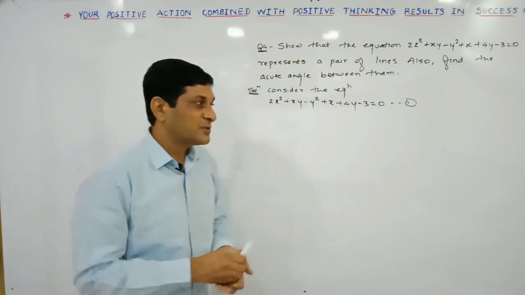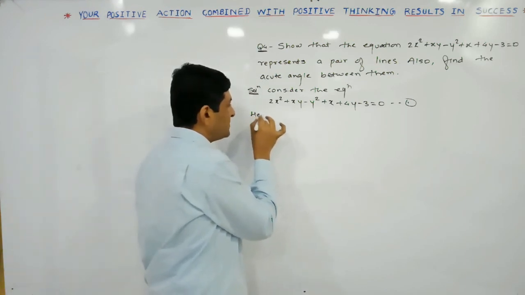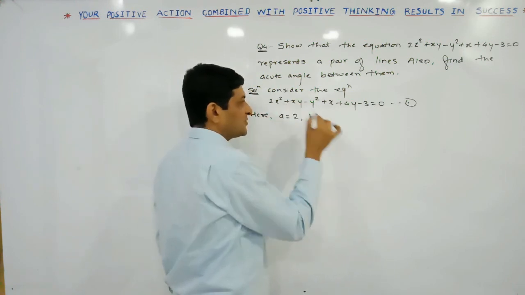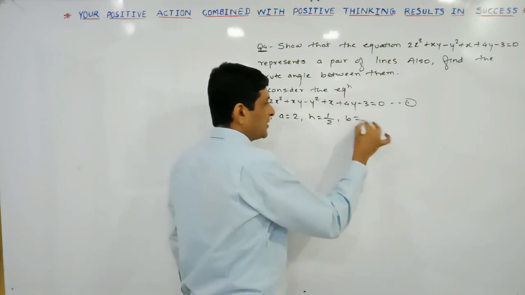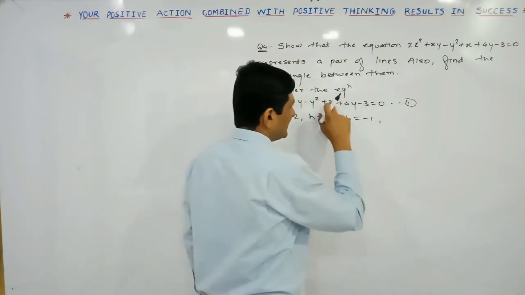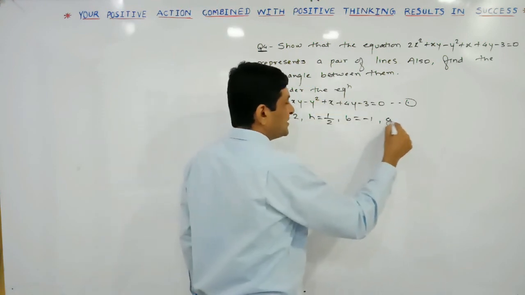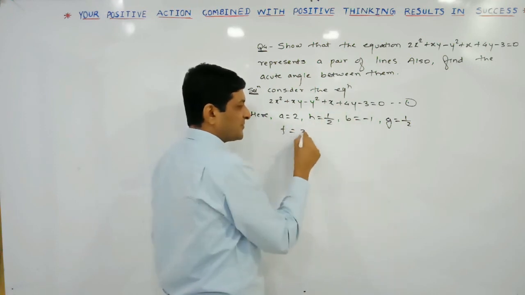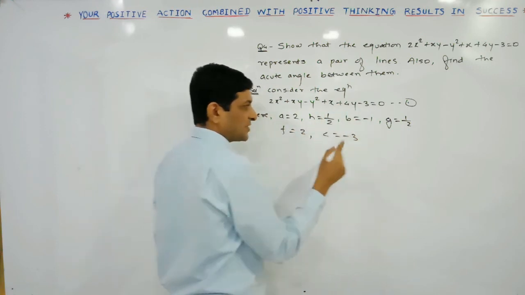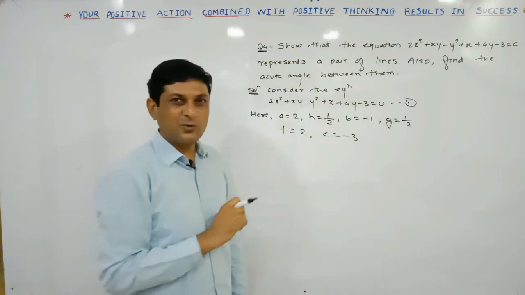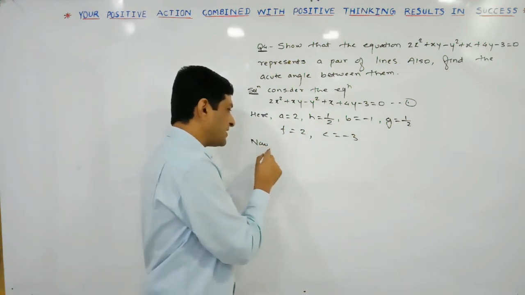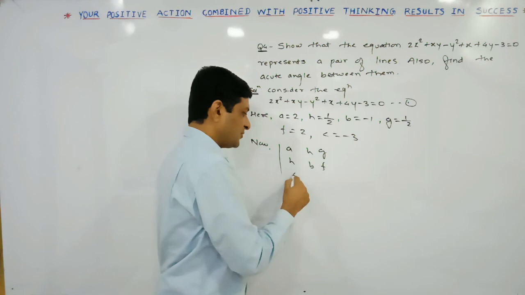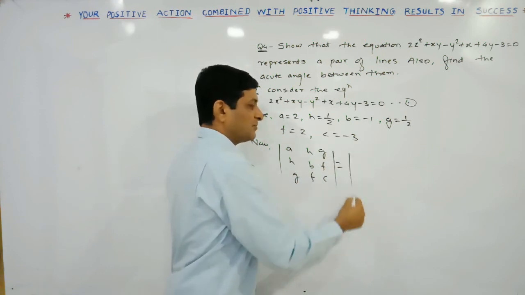A pair of straight lines. So first find out the values of a, b, c and h, g, f. Here a is equal to 2, 2h is 1, means h is equal to 1 by 2, b is equal to minus 1. Again here 2g is equal to 1, means g is equal to 1 by 2, 2f is 4, means f is equal to 2, and c is equal to minus 3. Once all these values from this equation are known to us, then find out the value of what? The determinant. The a, h, g, h, b, f, g, f, c are the elements of this determinant.